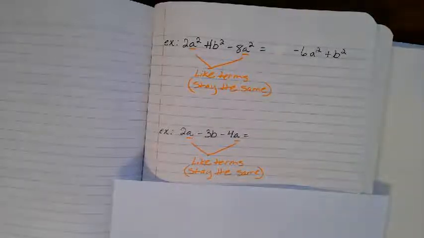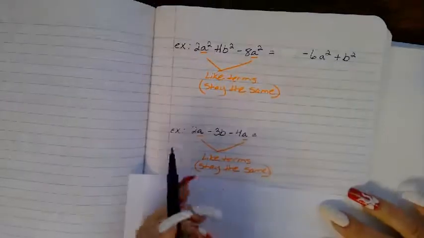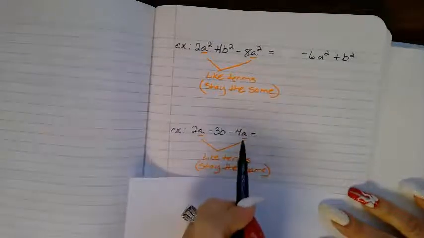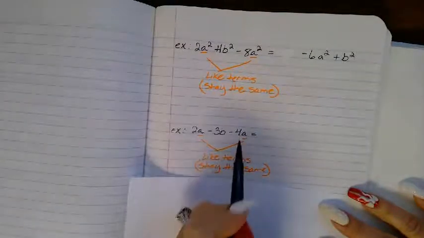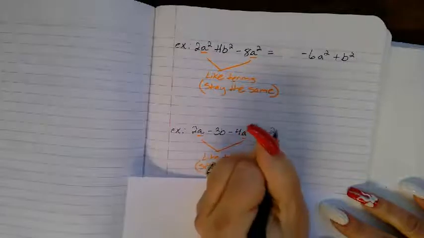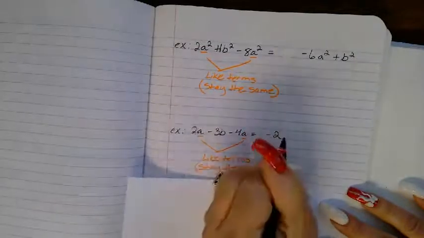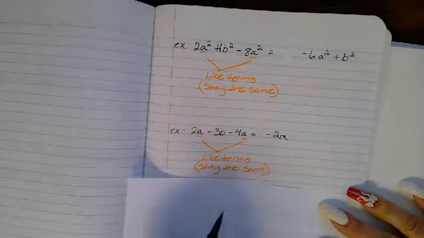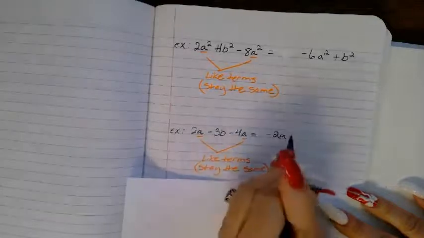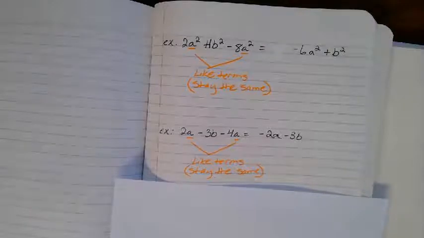We have to look at our 2a and our negative 4a, right? So 2 minus 4 would give us that negative 2. And then our a stays the same because that's our like term. And then we're left with that negative 3b, so we just write them on in. So it should be negative 2a minus 3b.